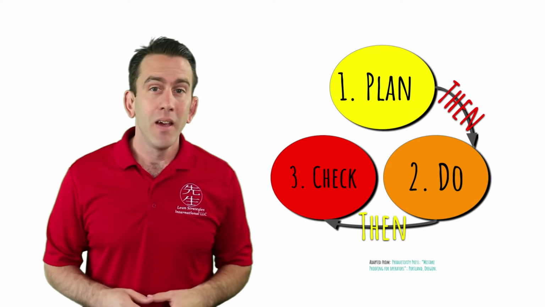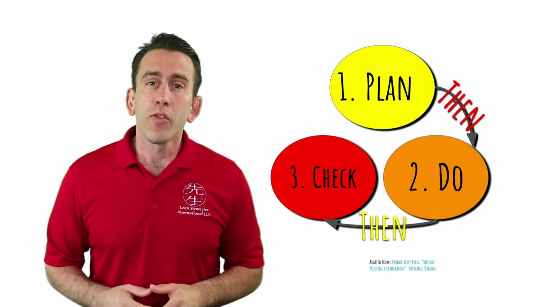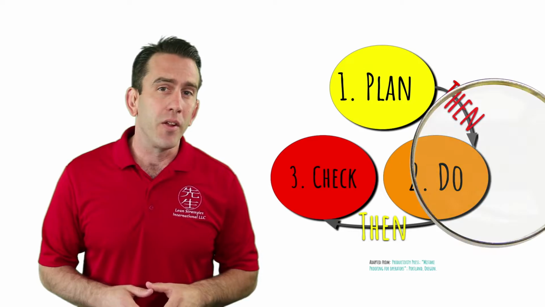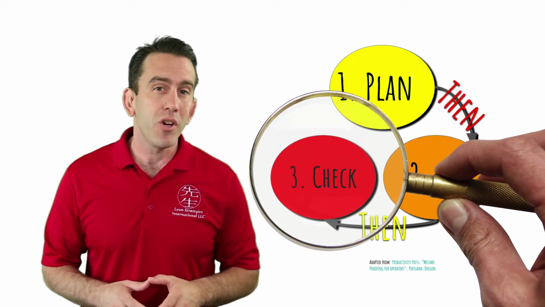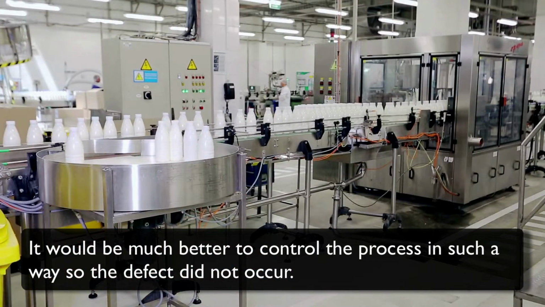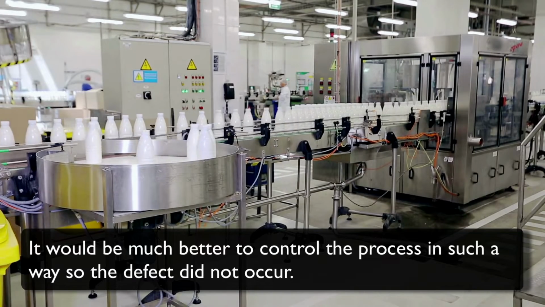We've all heard of the traditional process for quality improvements: plan, do, and check. This process is largely based on the check or inspection catching defects. However, catching defects implies the defects have already occurred. While it's certainly better to catch a defect in inspection, it would be much better to control the process in such a way so the defect did not occur. To do this, we need to understand a little more.